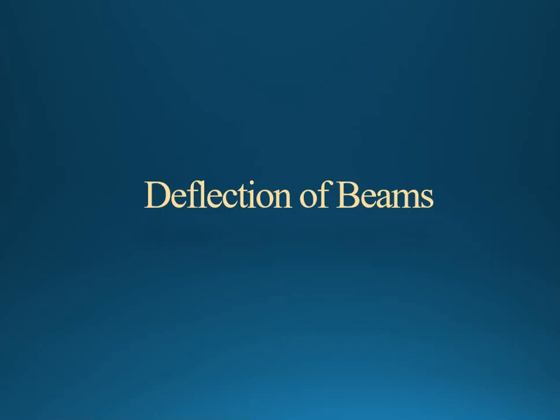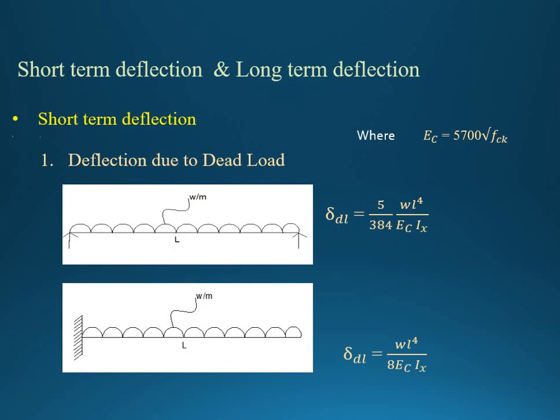Everyone, welcome back. Today I'm going to talk about deflection of beams. Deflection is also subdivided into short term deflection and long term deflection. So, how does short term deflection occur? It occurs at the early stage of concreting, especially due to dead load, live load and pre-stress.